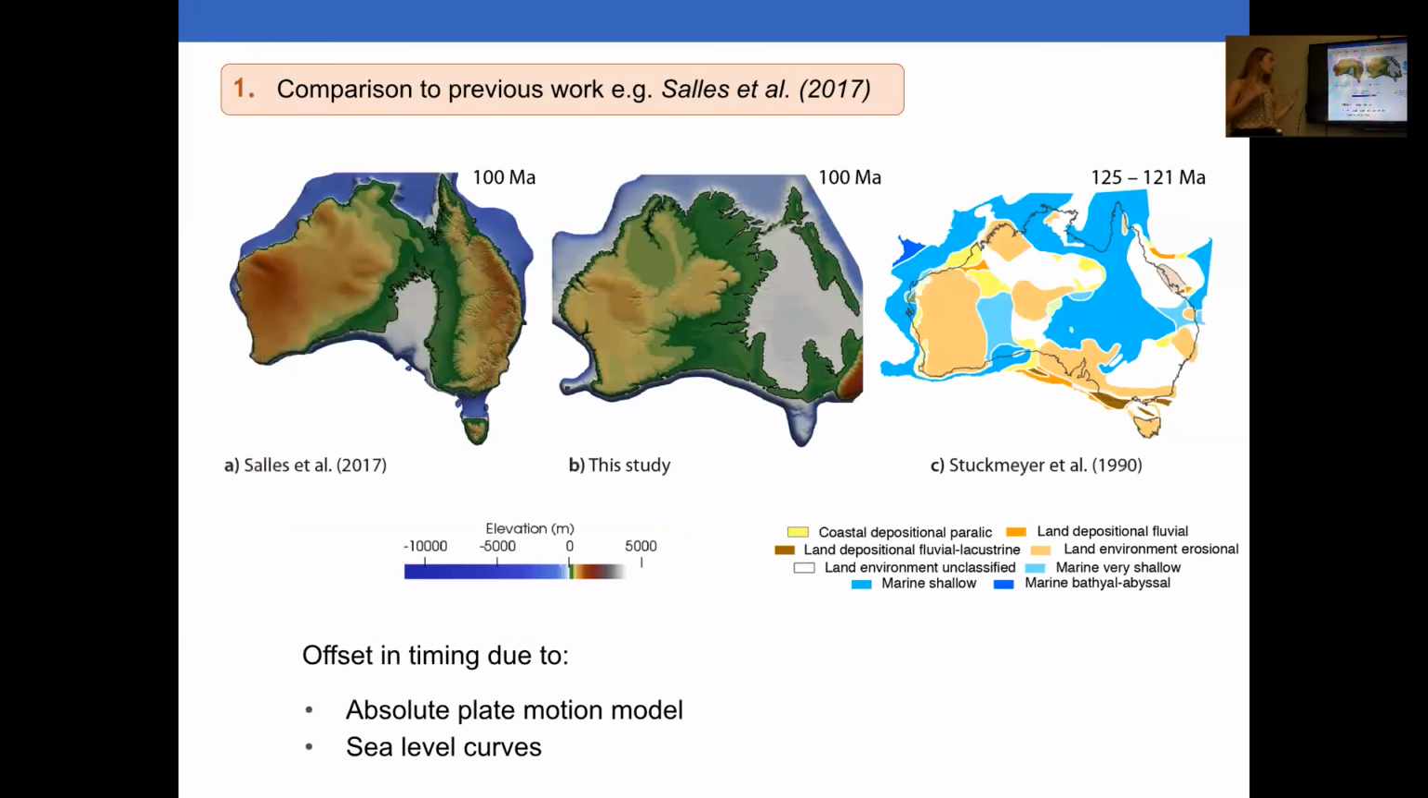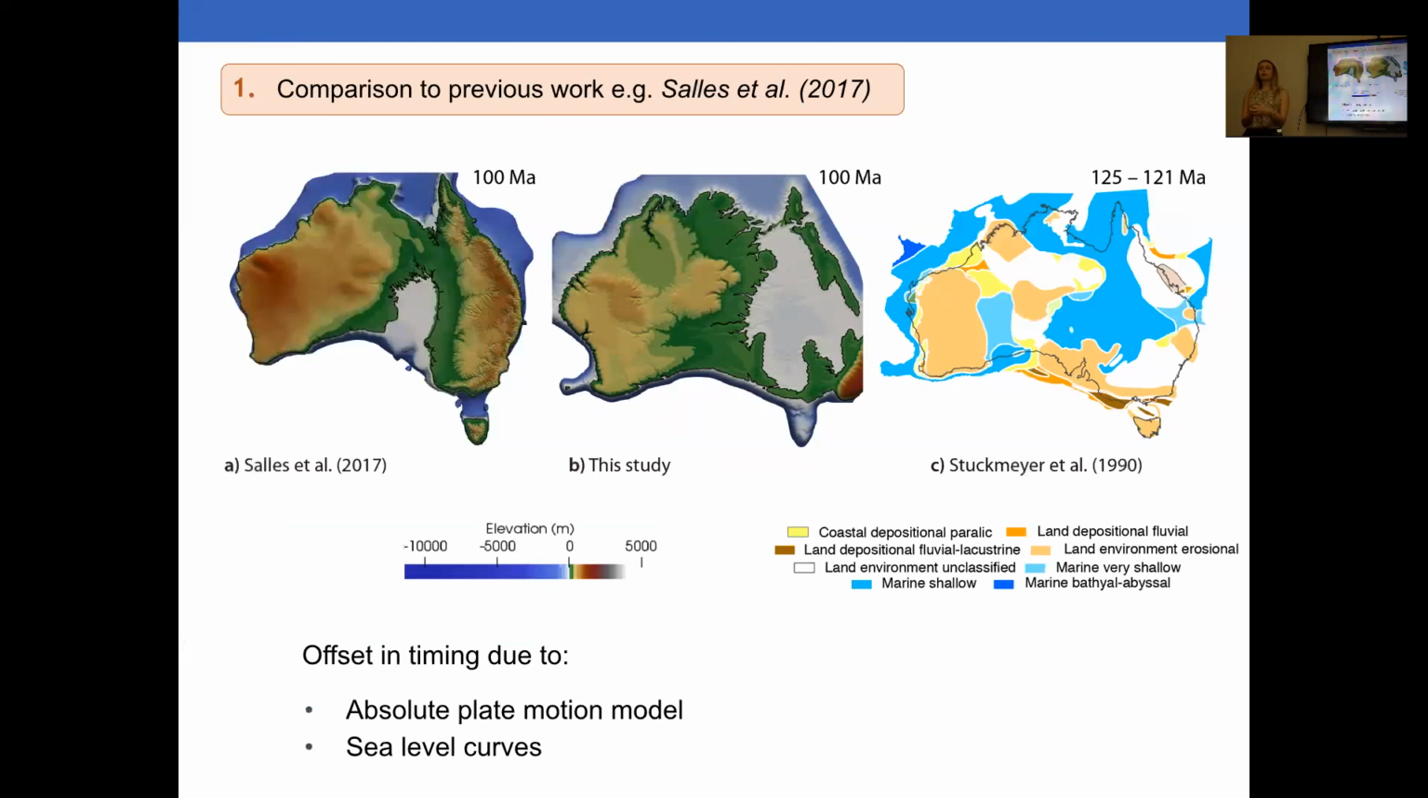So at 100 MA, we did a comparison to previous work from South et al. 2017, which was that study I mentioned at the beginning. On the top there, we have the predicted topography at 100 MA from the South study on the left, this study in the middle, and then we compare both of these model outputs to paleogeographies from Struckmeyer et al. 1990. These paleogeographies essentially indicate, using the geological record, whether an environment was marine or fluvial or uplands, etc. Immediately looking at them, we can see the opposite drainage of the epicontinental sea and the vast improvement in our match to the paleogeographies.